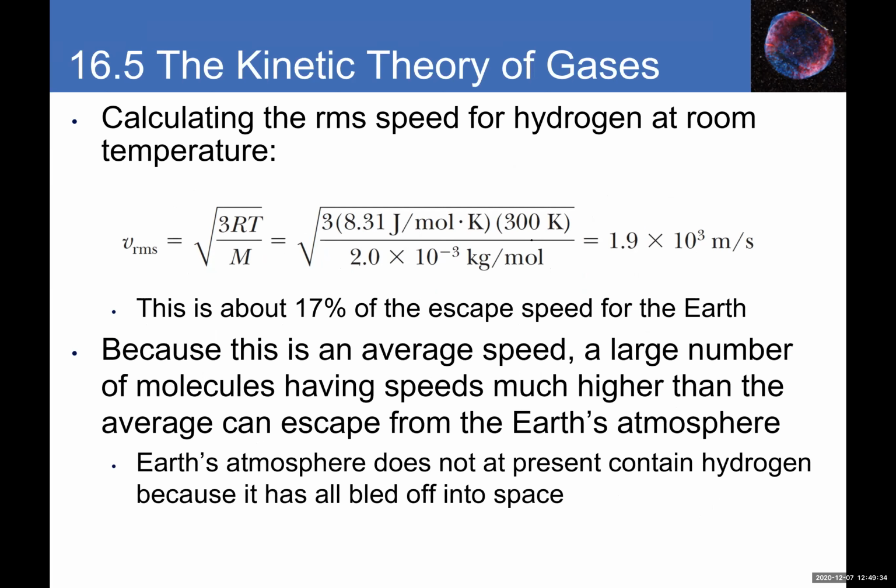That's for hydrogen, and we get 1.9 times 10 to the 3 meters per second, roughly 2,000 meters per second. This is about 17% of the escape speed for the Earth. That means they're moving fast enough that all the hydrogen is basically gone from our atmosphere. Because this is an average speed, the large number of molecules having speeds much higher than the average can escape from Earth's atmosphere. Earth's atmosphere does not at present contain hydrogen because it has all bled off into space. They're moving so fast that they can escape Earth's gravity.